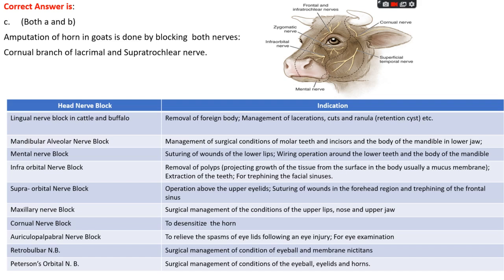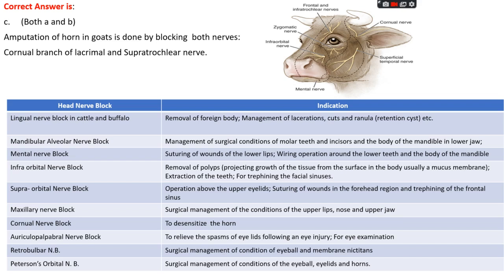And for the removal of polyps, which are just projecting growths of tissue from the surface in the body, usually a mucous membrane, and for extraction of the teeth, or for trepanning of the facial sinuses, we have to do an infraorbital nerve block. For operations above the upper eyelid, or for suturing of wounds in the forehead region, and for trepanning of the frontal sinus, we have to do a supraorbital nerve block. Similarly, for surgical management of conditions of the upper lips, nose area and upper jaw, we have to do a maxillary nerve block.